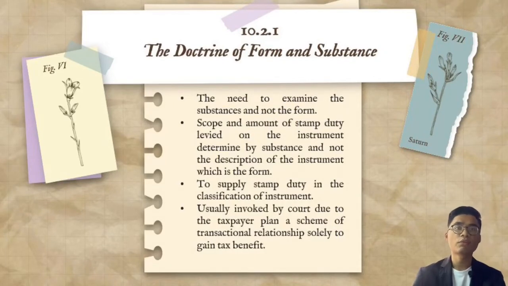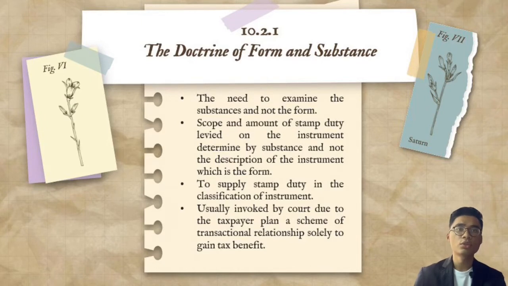The substance of a form can be referred to determine the need to examine the substance of the agreement or document rather than the form. The scope and amount of stamp duty levied on the instrument is determined by the examination of the true meaning of the substance and not the description of the instrument, which is the form. The substance of a form is to apply stamp duty in the classification of instrument.